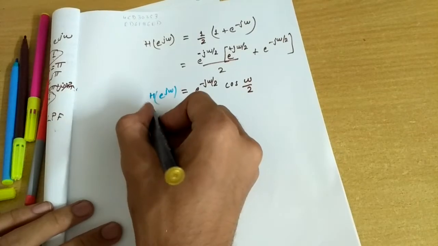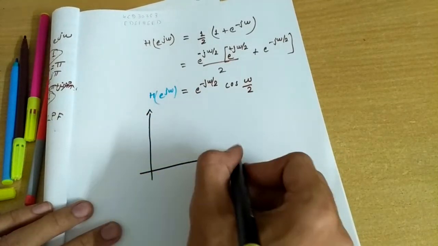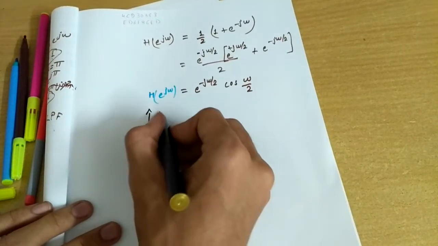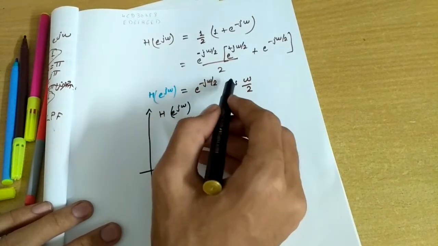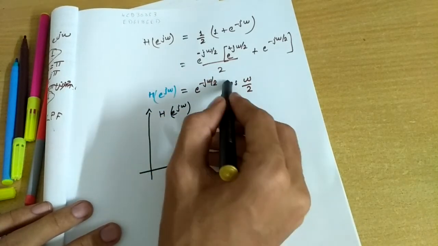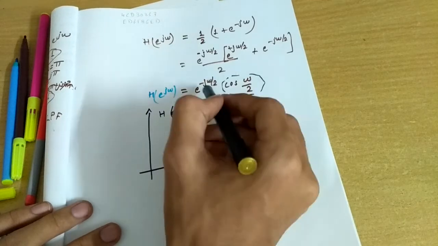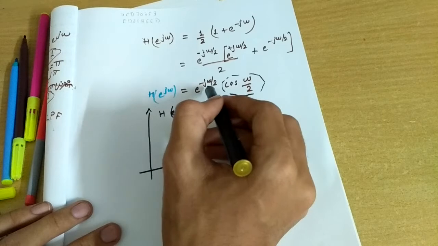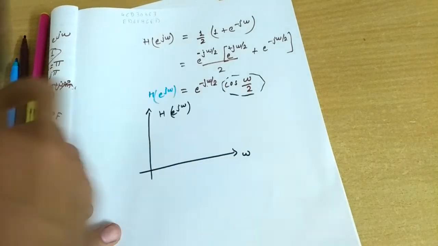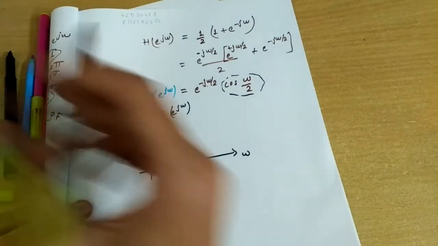So at the end we are left with this frequency response, and let me plot this for you in terms of ω. I am just plotting the magnitude, please note that. Over here you can see clearly that this is the magnitude part, whereas this is the phase, and the phase is minus ω/2. We will be plotting one by one.